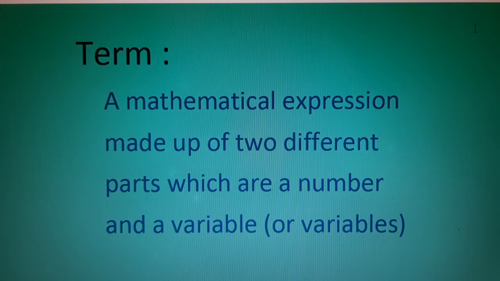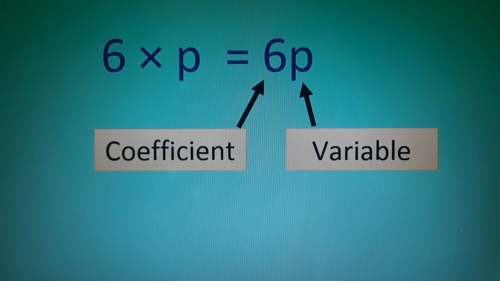If we discuss the definition of term, a term is a mathematical expression made up of two different parts which are a number and a variable or variables. Now look at this example. 6 multiplied by p equals 6p. 6p is the term and 6 is the coefficient. P is the variable. In this term, there is only one variable.